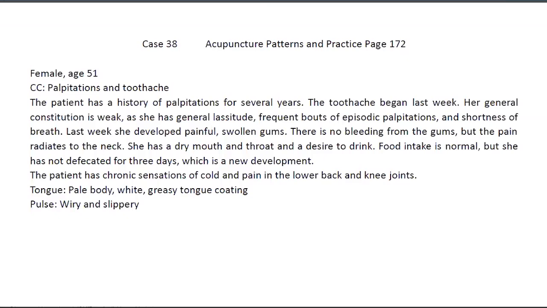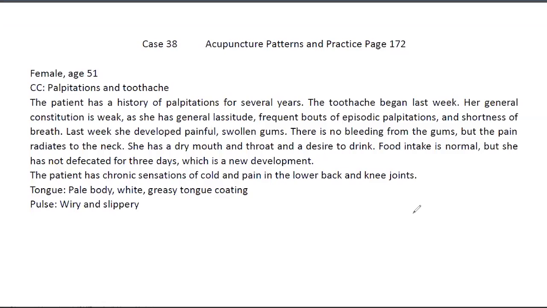So the patterns: kidney yang deficiency, heart qi deficiency, and the stomach fire invading the channel. Yeah, that's basically exactly the same as in the book. Palpitation, toothache due to stomach heat. Heart yang deficiency, stomach heat, and gums. Okay, so let's discuss here.